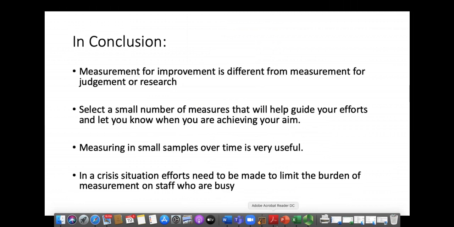In conclusion, measurement for improvement is different from measurement for judgment or research. It is important to select a small number of measures that will help guide your efforts and let you know when you are achieving your aim. Measuring in small samples over time is useful. And in crisis situations, efforts need to be made to limit the burden of measurement on staff who are already busy.